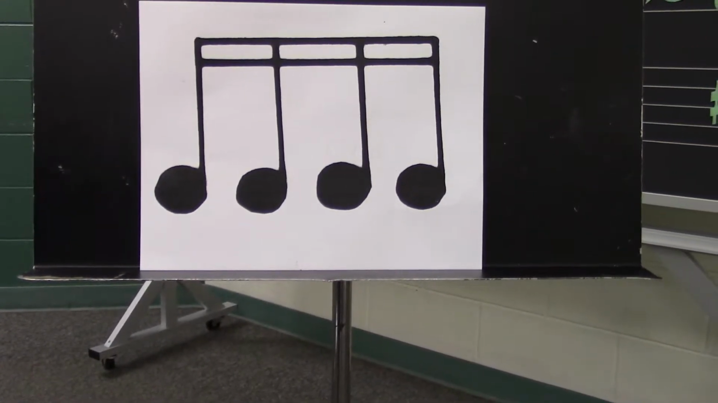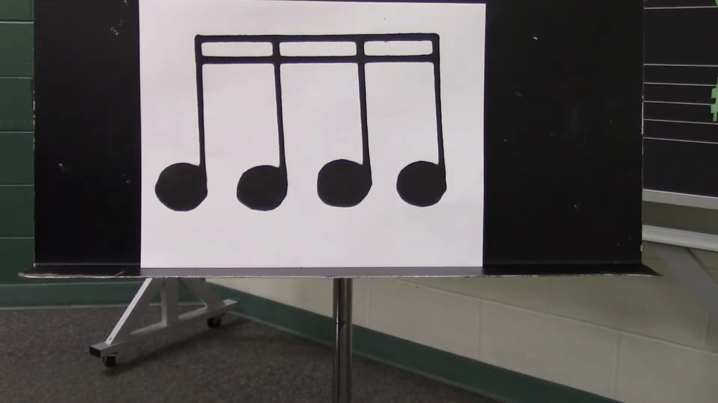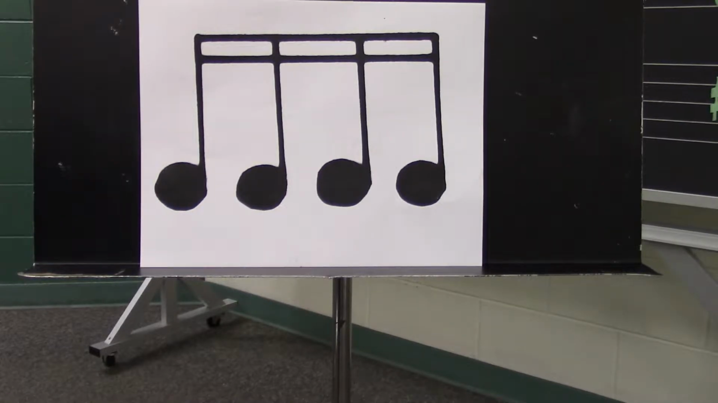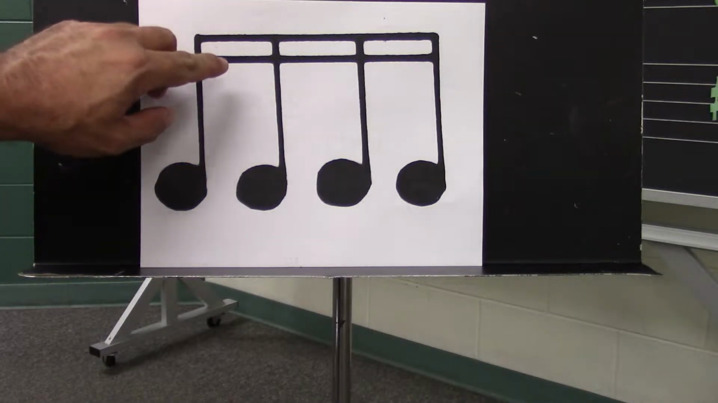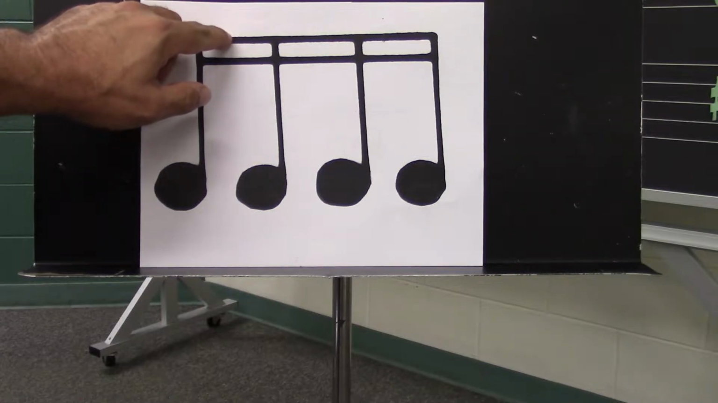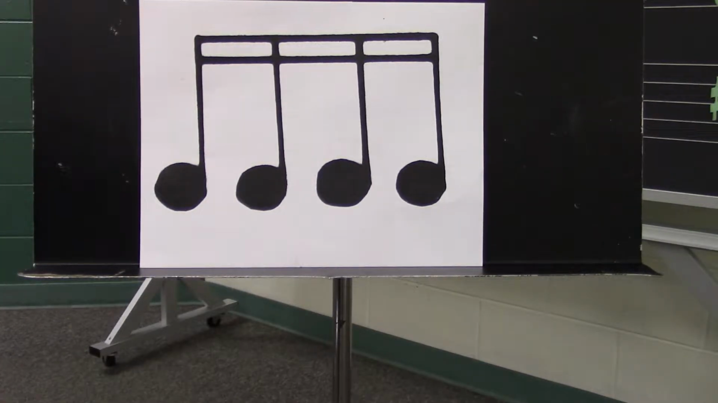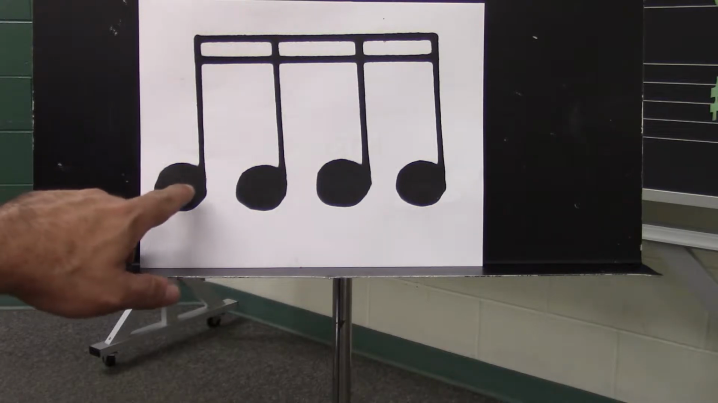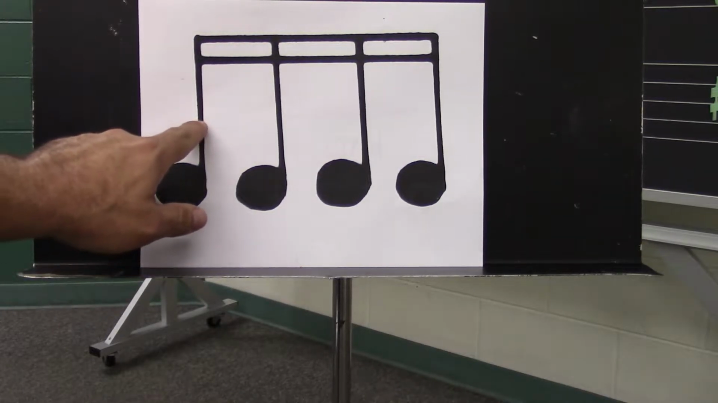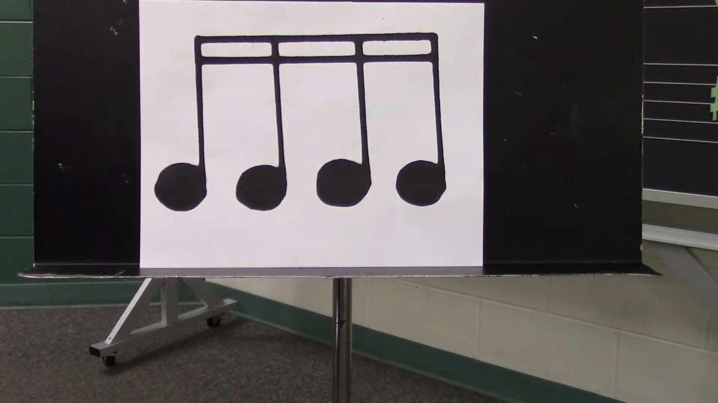Let's see what you remember from the previous lesson. What kind of notes are these? These are 16th notes. How many beams are on a 16th note? 16th notes have 2 beams, 1, 2. How many stems are on a 16th note? Each 16th note has 1 stem. How many heads are on a 16th note? The 16th note has 1 head, 1 stem, 2 beams, and it could also be 2 flags.